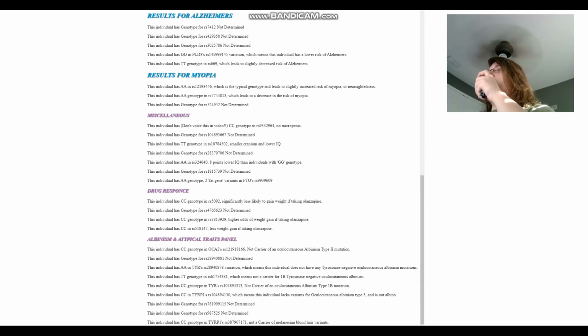Quite interesting stuff. What about Zyprexa? Less likely to gain weight if taking Zyprexa. Higher odds, less likely. So it's kind of inconclusive for Zyprexa. What about albinism? Not a carrier for albinism type 2. Not a carrier. Not a carrier for Melanesian blonde hair variants. So it seems that she is just not carrying any of the typical albinism or Melanesian blonde hair variants that are implicated in these phenotypes in humans. And for cleft palate, the genotype is not determined. She does not have this information in her file.